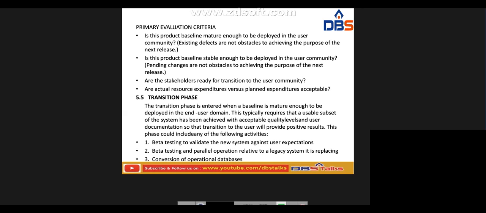The first one is beta testing, to validate the new system against user expectations. Next one is beta testing and parallel operations related to the legacy system it is replacing. And next one is the conversion of operational databases.